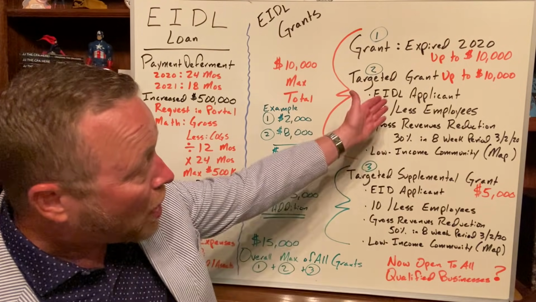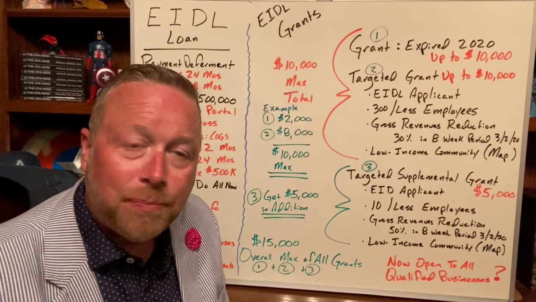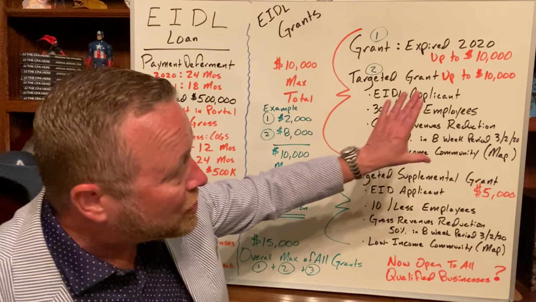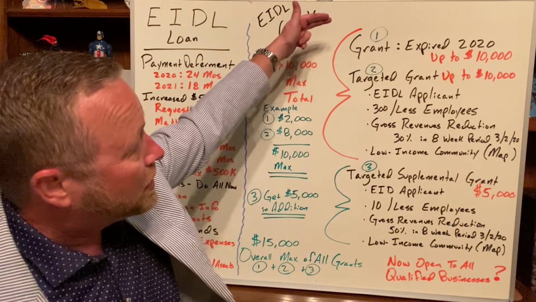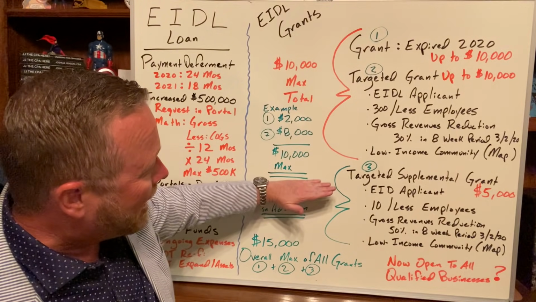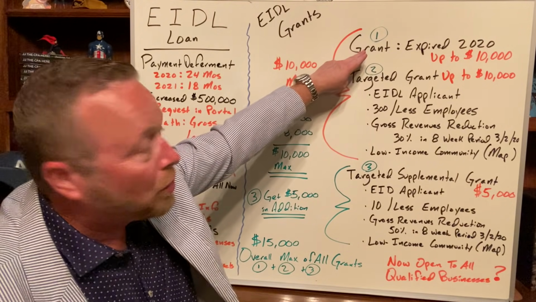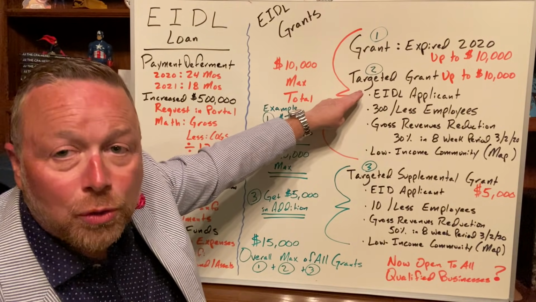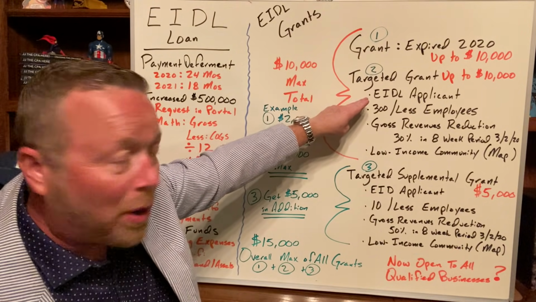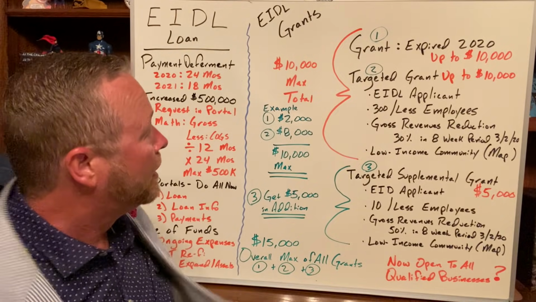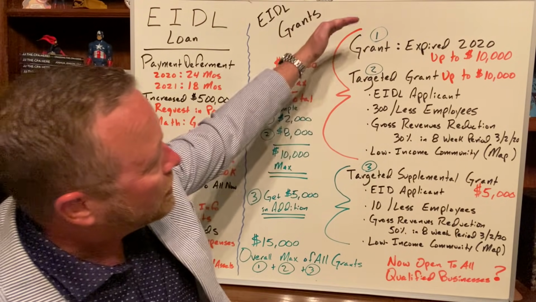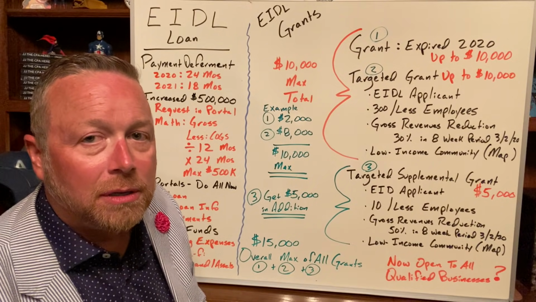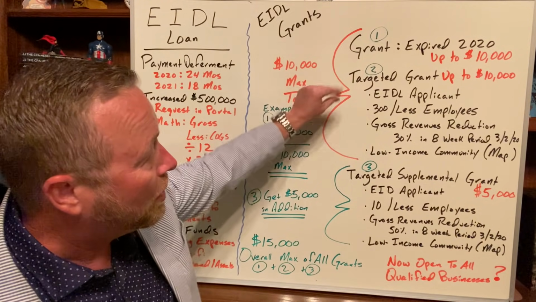So now with the targeted grant, you still have to meet these qualifications, but it's still only up to $10,000, but you have to add together 1 and 2. So grant 1 is the original, and grant 2 here, this is me naming them 1 and 2, the targeted grant. So it's a max $10,000 of both grants. So it's not $20,000. It's a max $10,000 when you add them together.